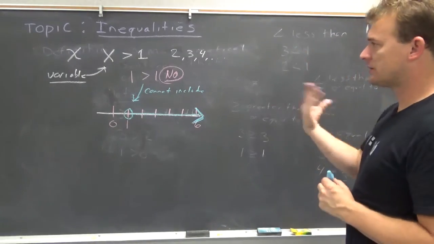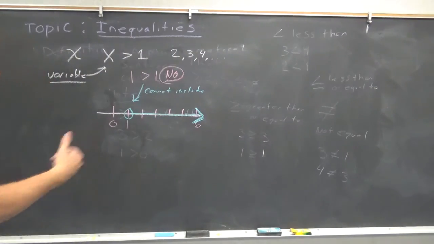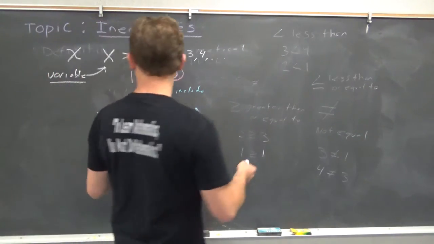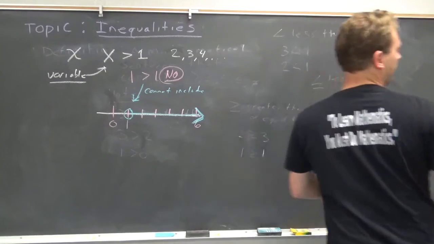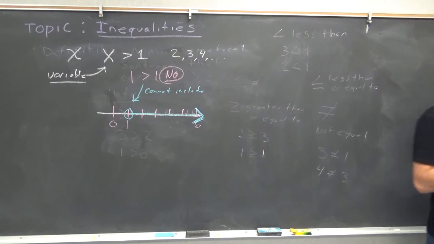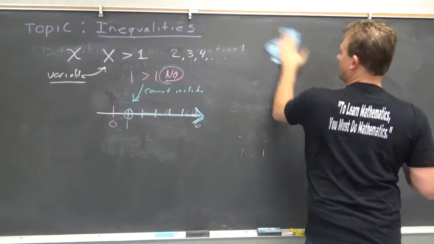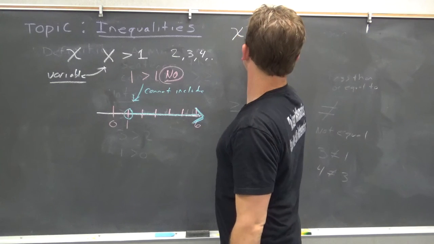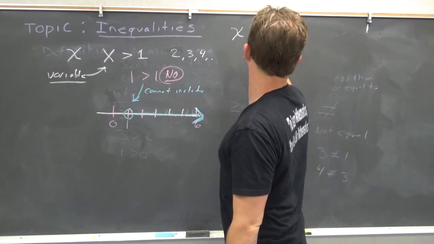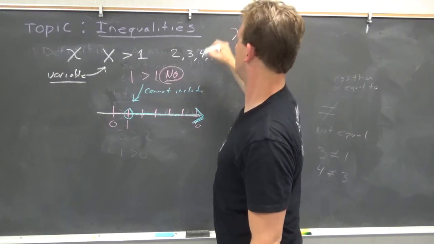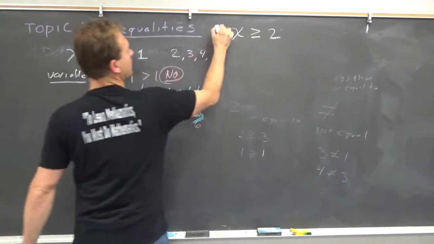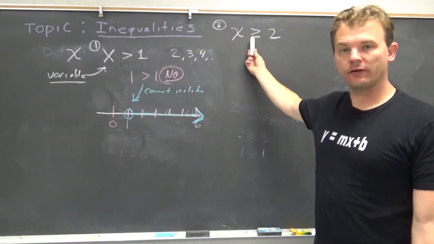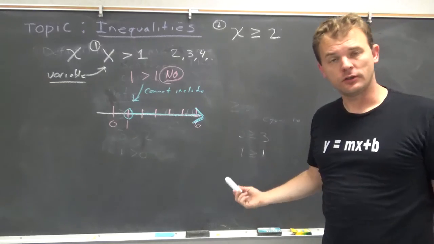All right, so let's do some more. This is kind of the process. We're looking at something, making a graph. So let's try this one, and I want you to be very careful with these. What about x is greater than or equal to 2? So I guess this is 1. This is 2. What if x is greater than or equal to 2?